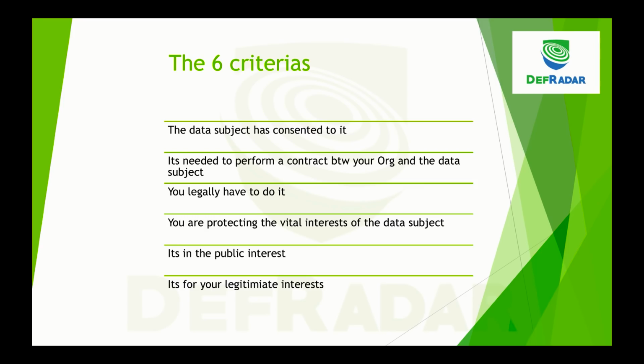In essence, the criteria to choose from with regard to the lawfulness of the processing are as follows. 1. The data subject has consented to it. 2. It's needed to perform a contract between your organization and the data subject, or to see whether a contract can happen. 3. You legally have to do it. 4. You're protecting the vital interests of the data subject. 5. It's in the public interest. 6. It's for your legitimate interests, as long as it doesn't affect the data subject's rights and freedoms.